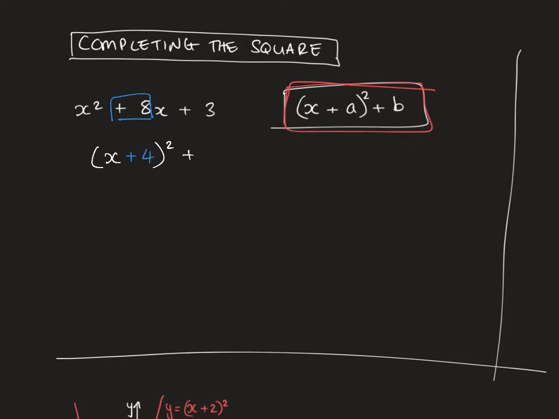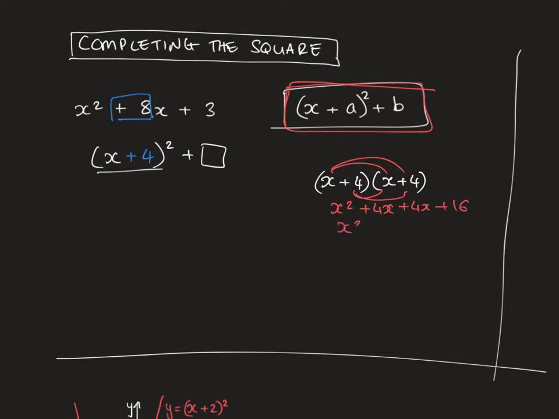Now, what actually goes on here will be dependent on what's going on in the brackets. So let me quickly explain this. If I expand out the brackets x plus 4 squared, that will give us x plus 4, x plus 4. And if we expand that out, that'll give us x squared plus 4x, and then 4 times x plus 4x, and then plus 4 times 4, which is 16. So in total, will give us x squared plus 8x plus 16.